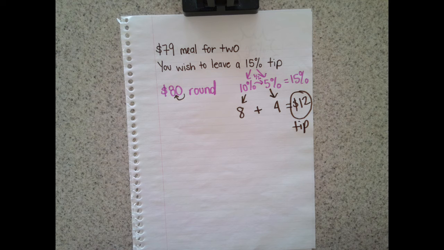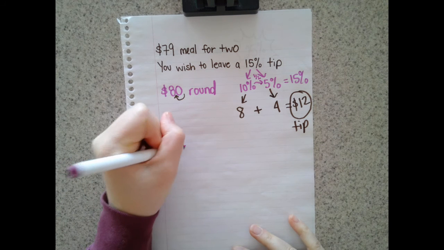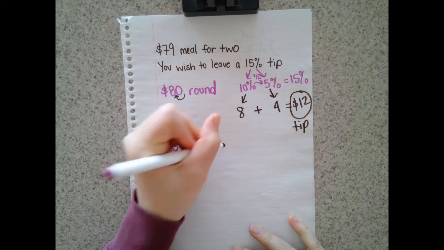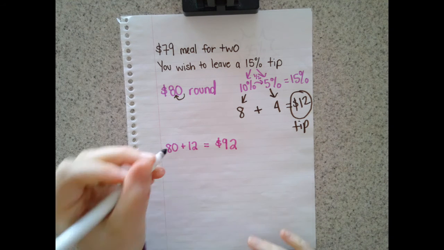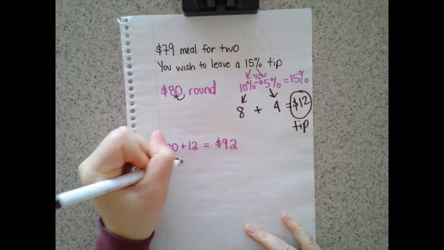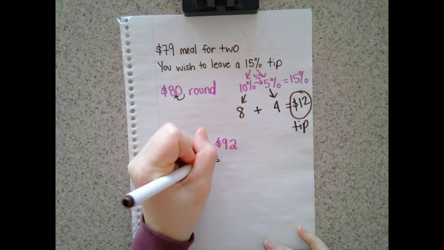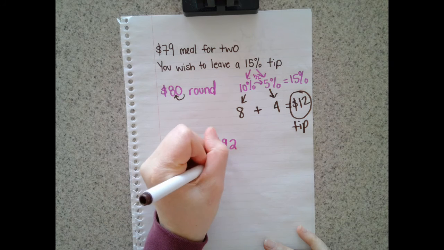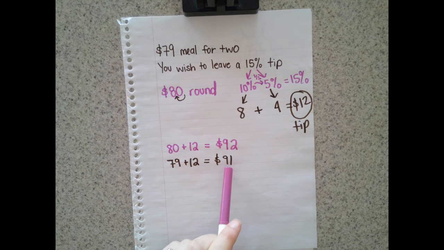So what are we going to need to pay? Well, you could, again, get an estimate and take 80 plus 12, which would be $92. Or if you want to be a little bit more exact, you could take the 79 plus 12, which would leave you a closer idea of what you want to leave for a total bill.